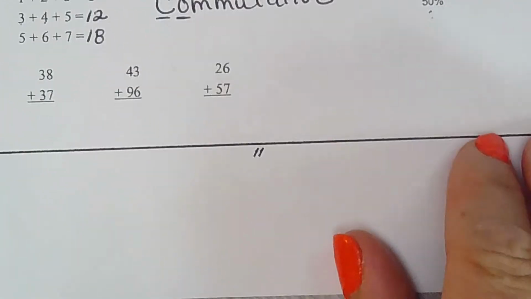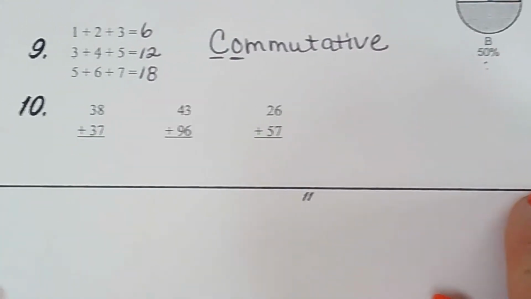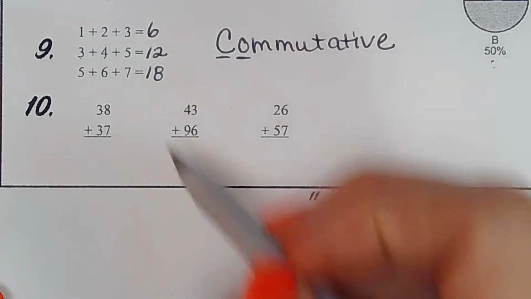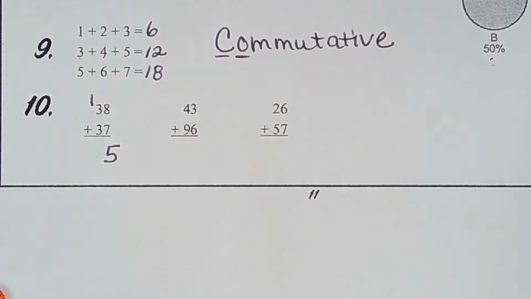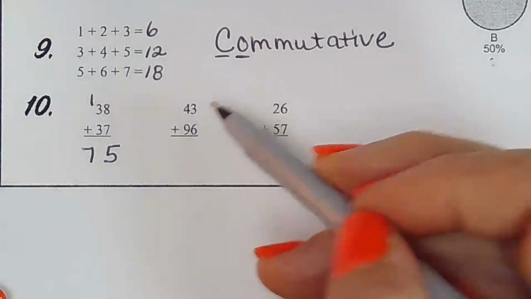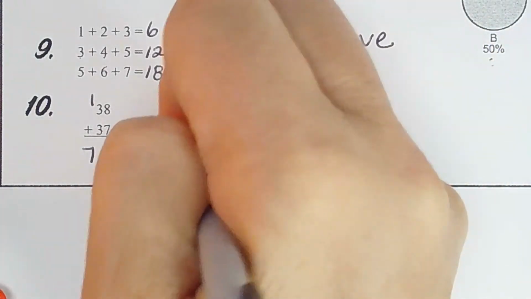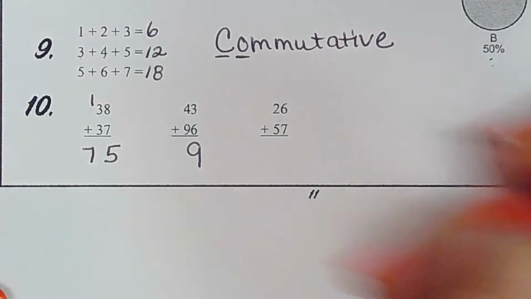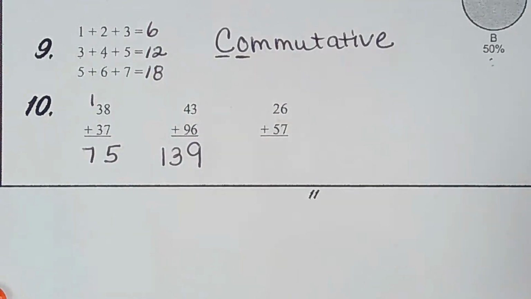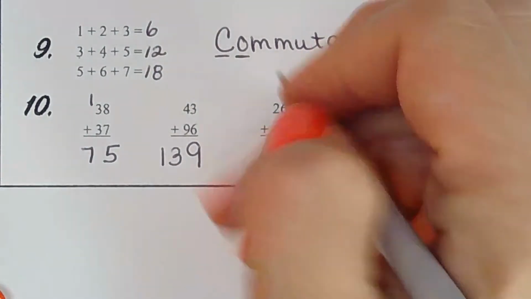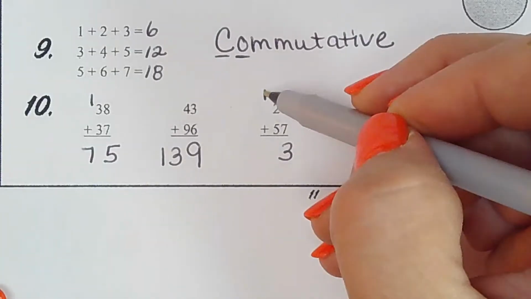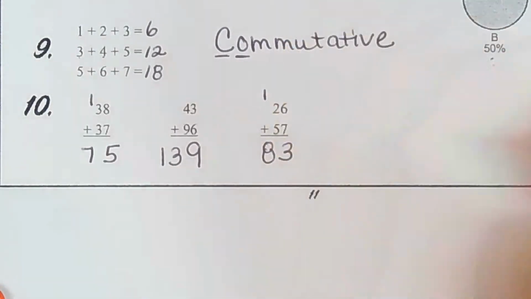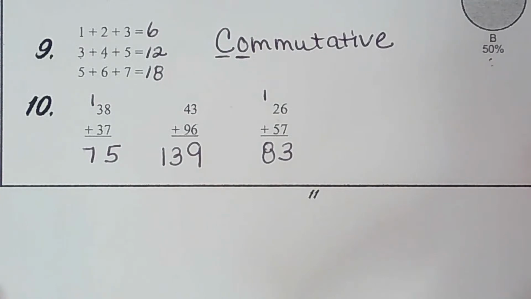Okay. And then number 10, we have these 3 addition problems. 8 plus 7 is 15. Carry my 1 up there. 3 plus 3 is 6, plus 1 is 7. The second one, 3 plus 6 is 9. 4 plus 9 is 13, so 139. And 6 plus 7 is 13. Carry my 1. 5 plus 2 is 7, plus 1 is 8. So there are your 3 answers for number 10.